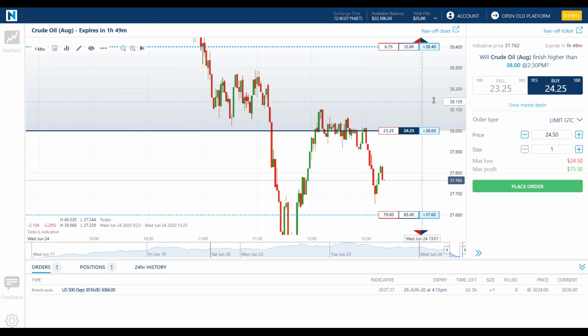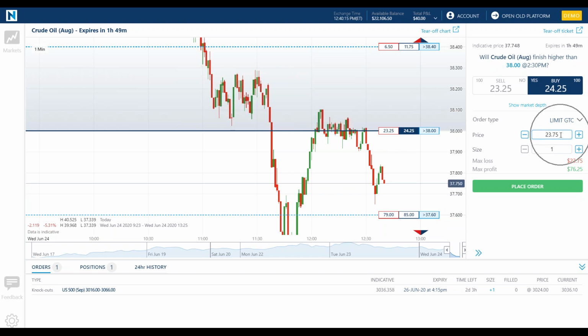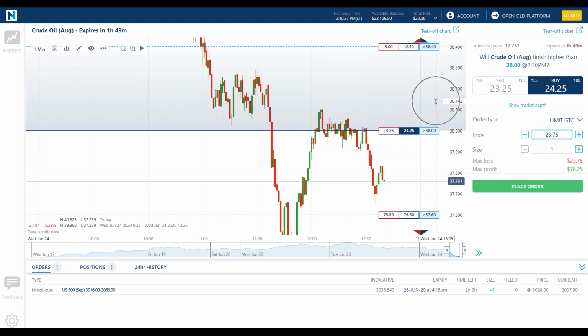So if I bought one right now, right in the middle of the market at 23.75, I would be risking $23.75 to potentially make $76.25 if oil finishes higher than 38. If it does not settle higher than 38, so it settles at 38 or lower, this contract will settle at zero, in which case I will have lost my $23.75. That is a binary. It's a yes or no.